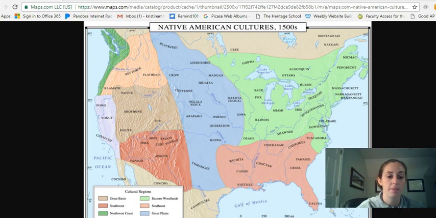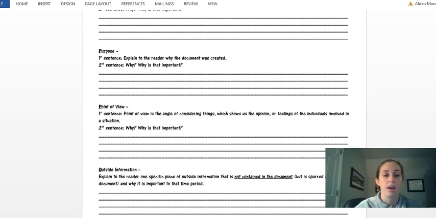Okay, that's your purpose. All right, point of view. So, who is writing this, right? Who's writing this, and this is what I told people last year. What baggage are they coming in with when they're looking at this? What preconceived notions are affecting them? What bias do they have, right?